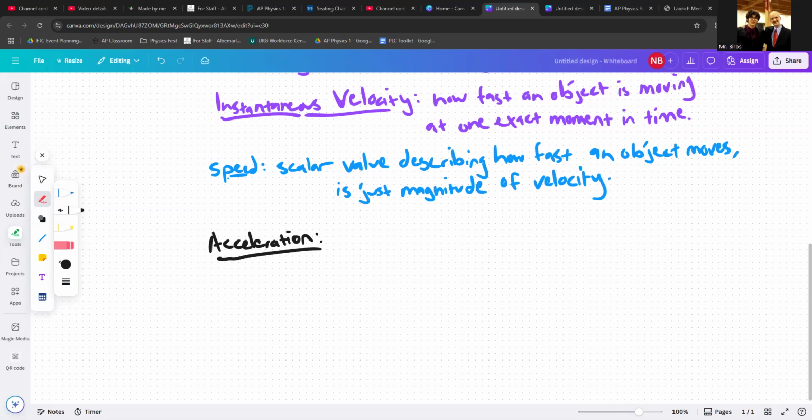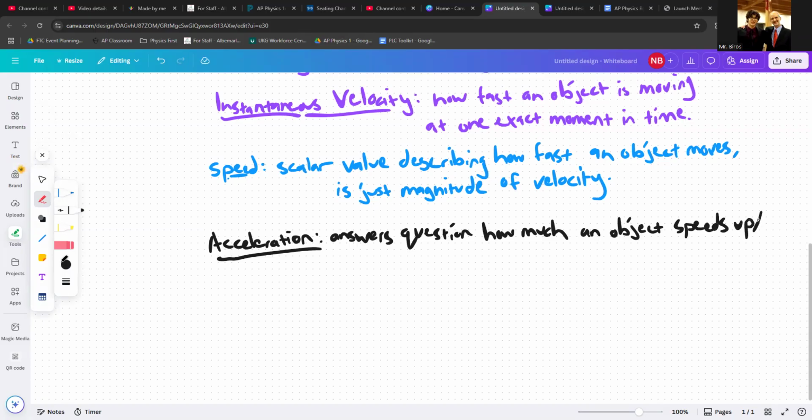Acceleration answers the question of how much an object either speeds up or slows down or changes direction.